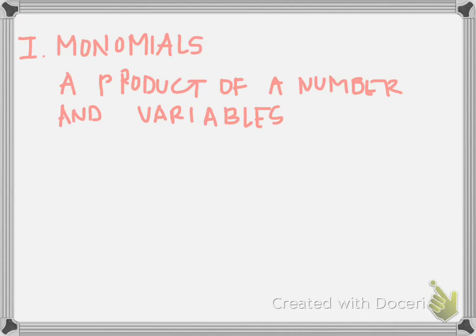Okay, so examples of monomials would be like 3x. That is a monomial. Another example would be like 15x squared y. The variable there, you've got an x squared and a y. You can have a negative 12z. Those are all examples of monomials, okay?